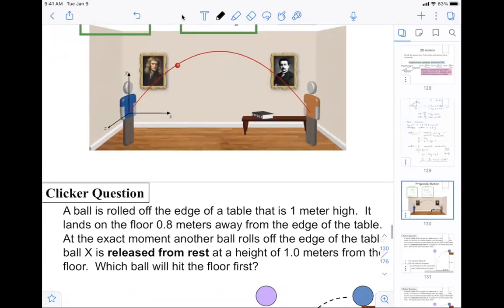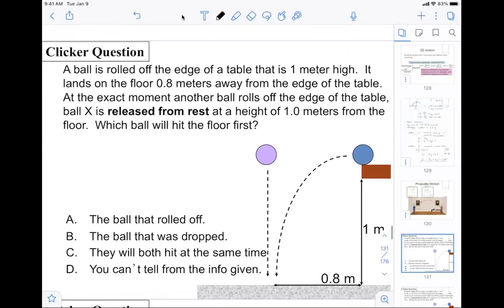Very good. Now let's look at this one. We have two different objects. The purple ball is released from a height a meter above the ground. The blue ball is shot with a velocity horizontally, and it follows a parabolic trajectory and falls to the ground from the same height. Which one will hit the floor first? Okay, we'll let you guys vote here.